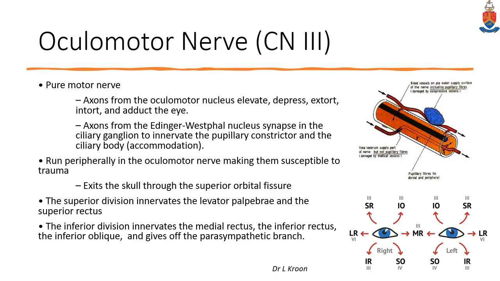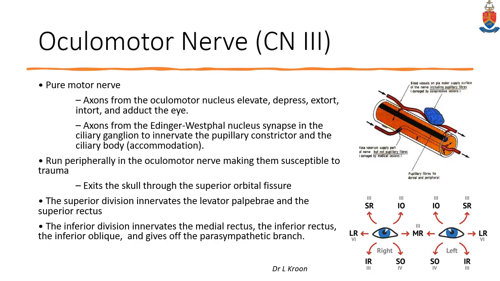The motor component of the oculomotor nerve comes from the oculomotor nucleus, and we'll talk about that in a second. But it will send axons out to control the 4 muscles to move the eye. The superior rectus, whose primary role is to elevate the eye, and to a lesser extent to intort the eye. The inferior rectus, whose primary role is to depress the eye, and to a lesser extent extort the eye. And then we have the medial rectus, whose primary role is to adduct the eye, and finally the inferior oblique, whose primary role is to extort the eye, and the secondary role is to elevate the eye.